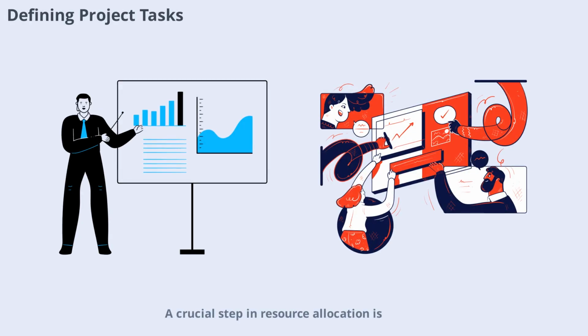A crucial step in resource allocation is breaking down your project into specific tasks. Each task should have a clear objective, timeline, and resource requirements. By defining tasks in detail, you can more accurately estimate the resources needed and identify potential overlaps or gaps. This clarity also helps in communicating expectations to your team and stakeholders. Next, we'll explore how to prioritize these tasks for efficient scheduling.